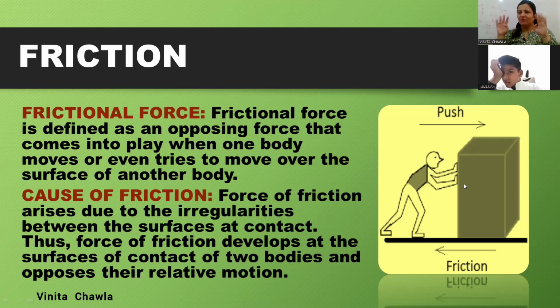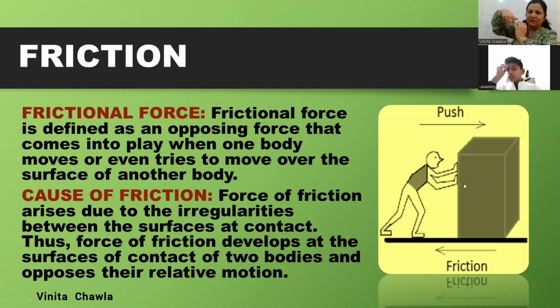So if we have these two surfaces and they are in contact with each other, as I said, no surface is perfectly smooth. So there are irregularities on the surface like this. You can consider these as the irregularities. So these irregularities get interlocked. This is the first surface and this is the second surface.